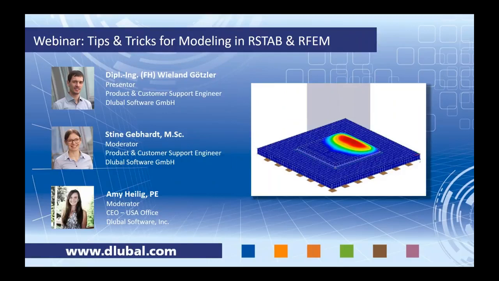The topic for today's webinar is tips and tricks for modeling in RSTAB and RFEM. My colleague Wieland Gotzer will be your presenter. He's a product and customer support engineer located in our Leipzig, Germany office. My other colleague, Sina Gebhardt, will be your moderator, answering any questions you may have. She's also a product and customer support engineer located in Leipzig, Germany.